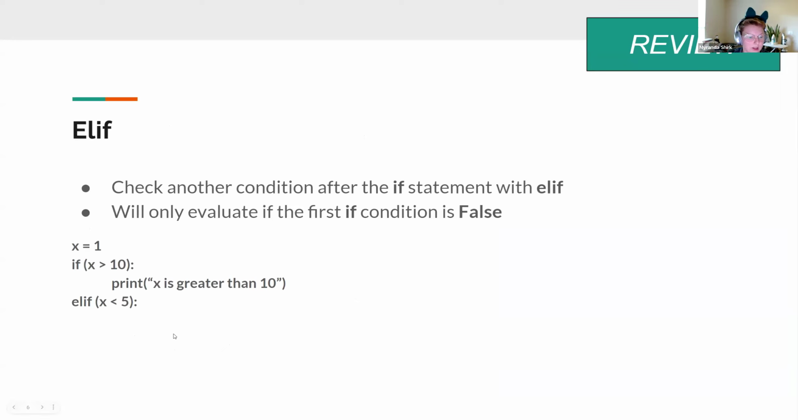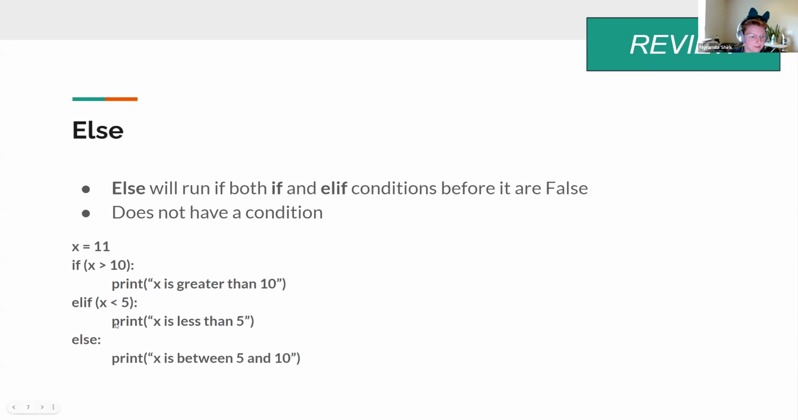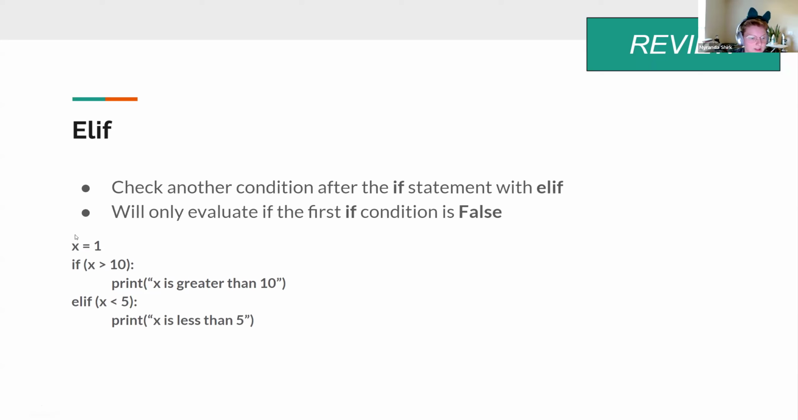We have x equals 1. If x is greater than 10, print x is greater than 10. Elif x is less than 5, print x is less than 5. So what this is going to do, let's say x is 11, then this if statement is going to run. It's going to skip the elif entirely. If this is false, it's going to go to the elif.